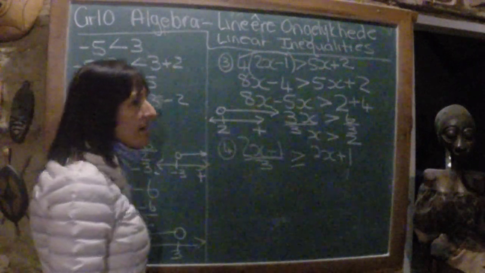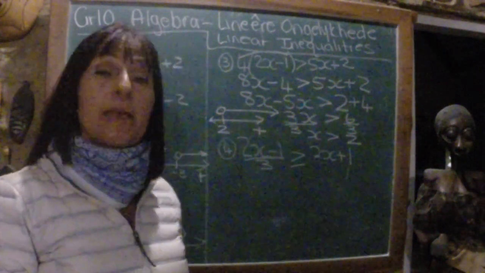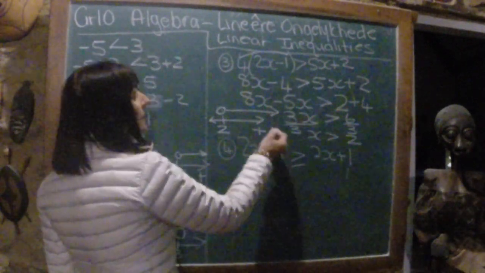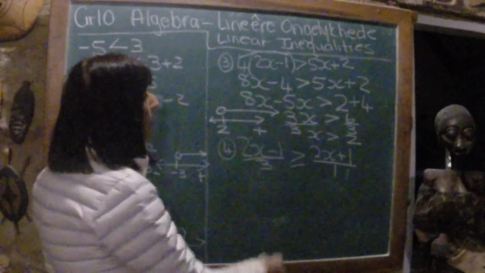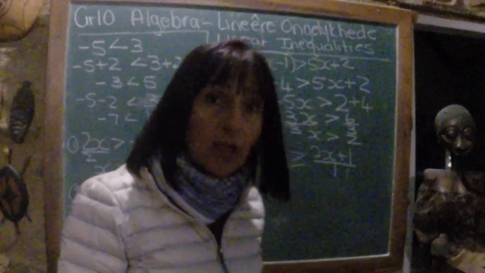Hier het ek 'n breek en met 'n breek graad 10 het juffrou julle geleer om kruisvermenigvuldiging te doen. So kom as ons hier 'n breek het, sit ons die ander kant ook op 'n breek. En ons doen kruisvermenigvuldiging om van die breek ontslae te raak.